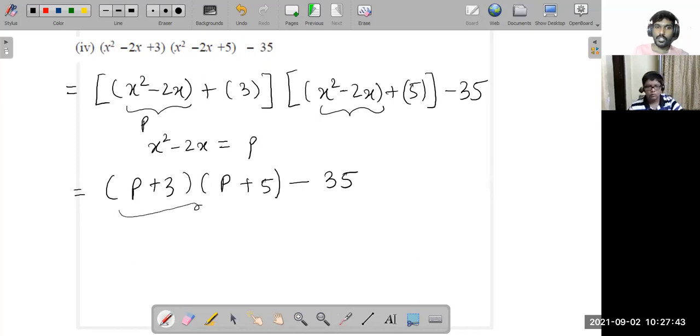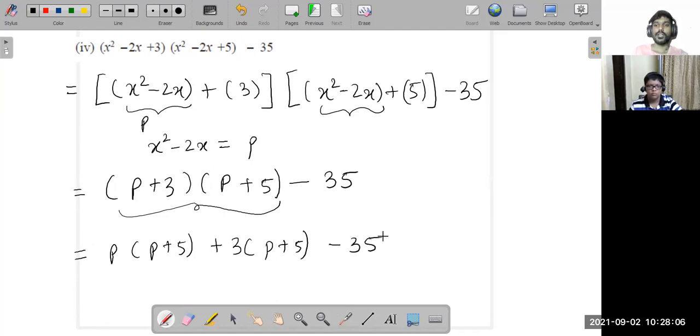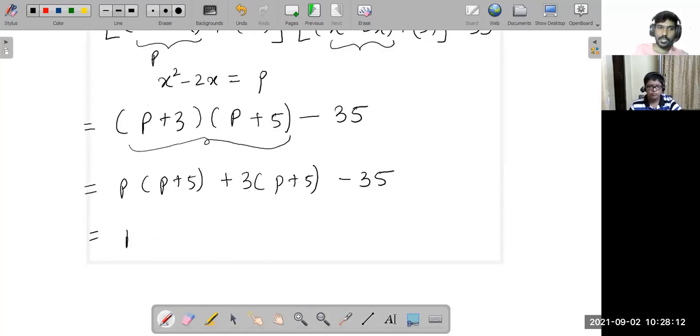So what you do is, you multiply these 2 brackets. Bracket to bracket multiplication. So p into p plus 5 plus 3 into p plus 5 and this minus 35 as it is. Did you understand the step? Yes, sir. Now multiply them inside. P into p, p square plus 5p plus 3p plus 15 and this minus 35 as it is. Got it?